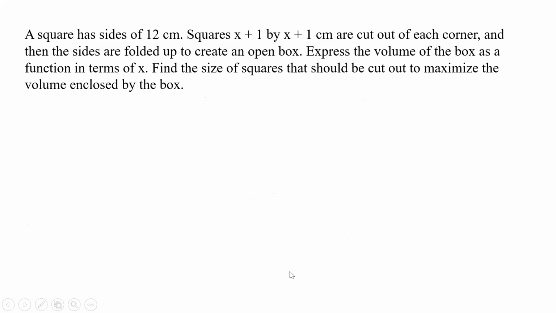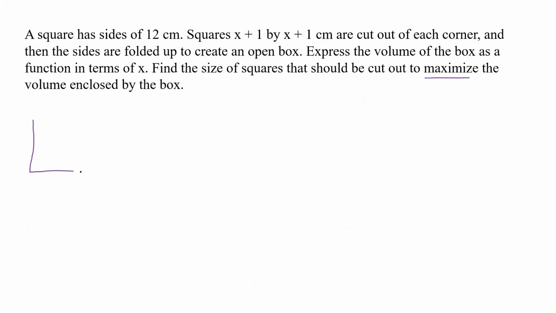All right, so let's do another one. All right, so we have a square that has sides of 12 centimeters. We have squares cut out of the corners, and then the sides are folded up to create an open box. Express the volume of the box as a function in terms of x. Find the sizes of the squares that should be cut out to maximize the volume enclosed in the box.